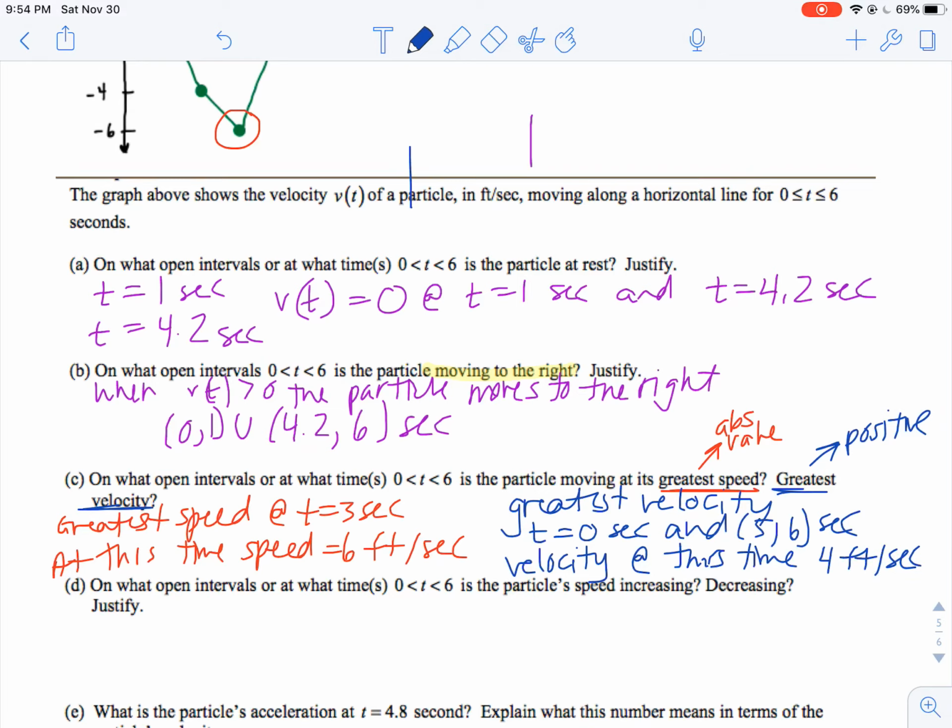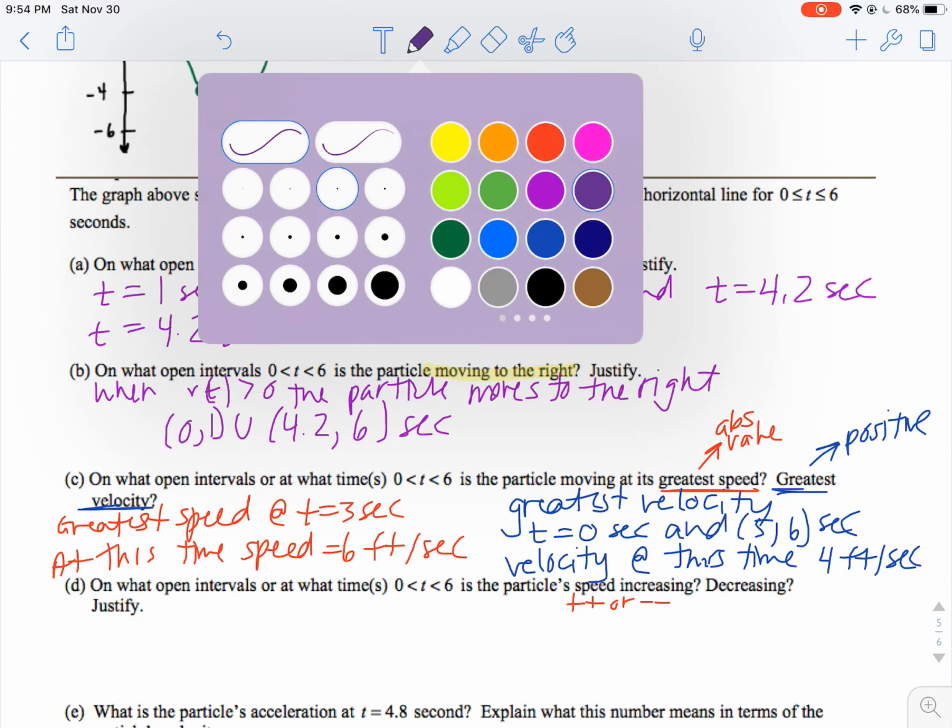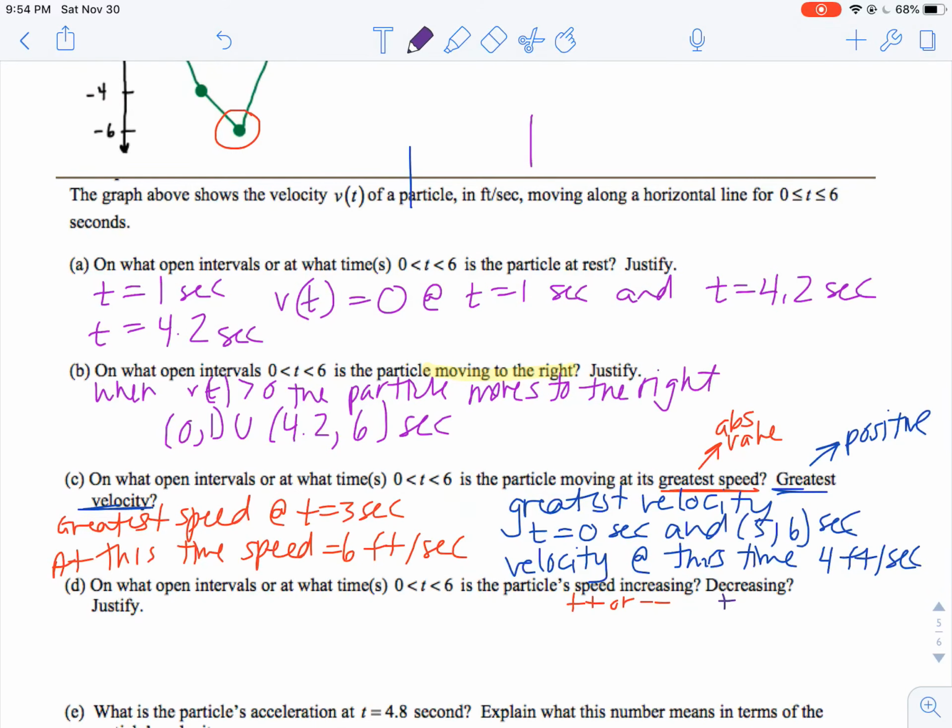All right, on what open intervals or what times from 0 to 6 is the particle speed increasing? So we want either both velocity and acceleration to be both positive or both negative. When's it decreasing? We want to have like positive velocity, negative acceleration, or negative velocity, positive acceleration.